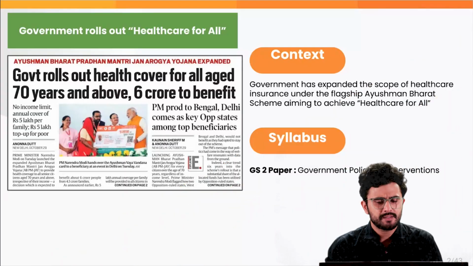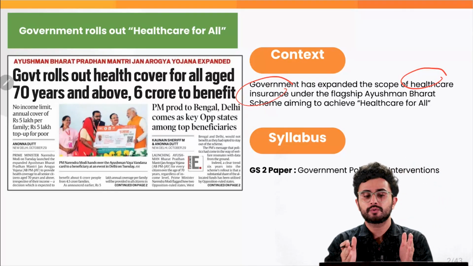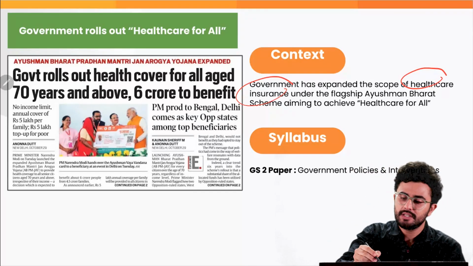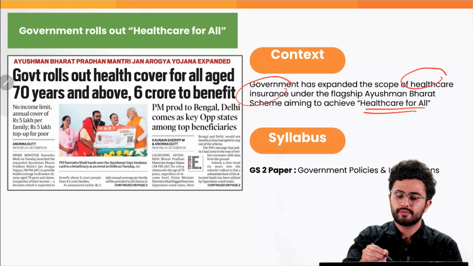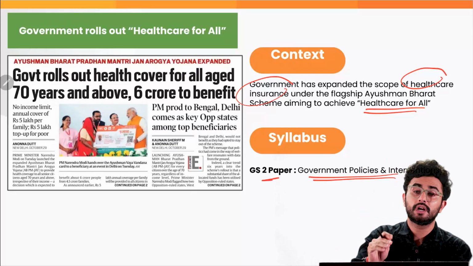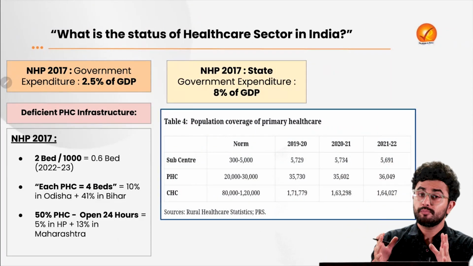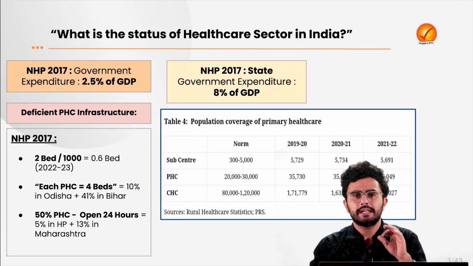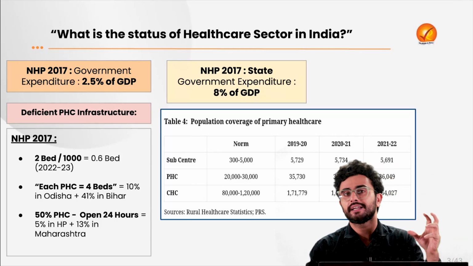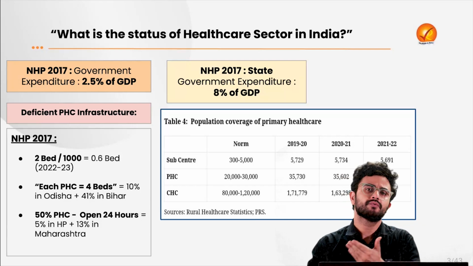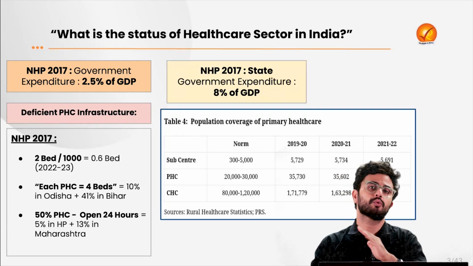The government has expanded the scope of health care insurance which is provided under the flagship Ayushman Bharat scheme, aiming to achieve healthcare for all. The idea forms an important component of your GS2 paper under the theme of government policies and interventions. The large and diversified population which we have in our country acts as a persistent obstacle to achieving health equity, which is very much visible from the notable differences we see in access to health and its outcomes.